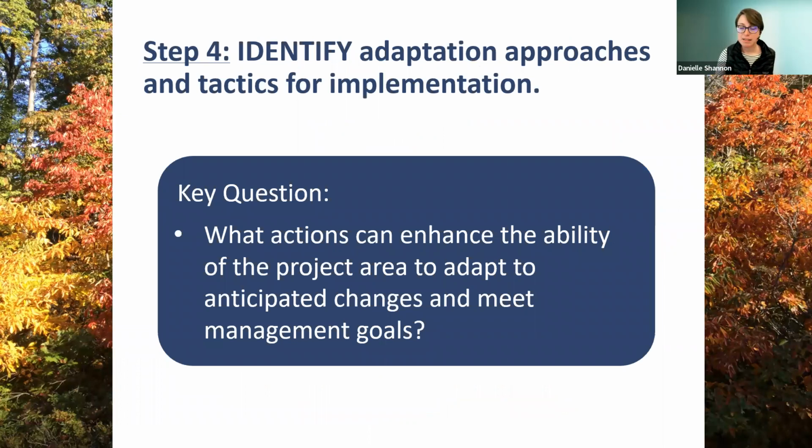The key ideas that we're here to talk about are related to this question. What actions can we take to enhance the ability of the system or the project area to adapt to anticipated changes and meet our management goals and objectives? So it's sort of taking that straight line look back to step 1, and you're putting it all into a picture, and it all comes into focus. And you're like, I think I have an understanding of how I can continue with my momentum, continue to meet goals and objectives despite those challenges, those bumps in the road. And this is where you get to really describe that.